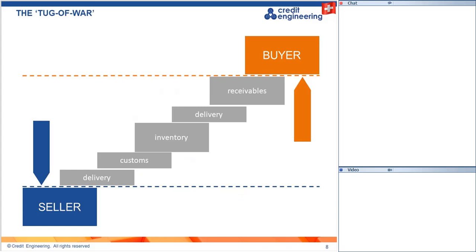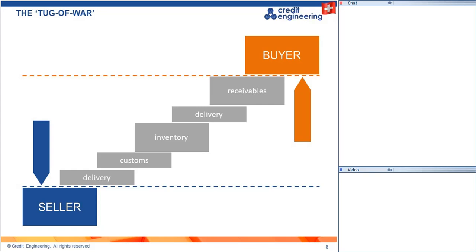In the center of the slide, you see the components of the cash cycle. There is a time between when the goods are shipped by the seller, so there would be some time for the delivery. Then there is some time, if it is an export transaction, taken by customs clearance. Then there is some time when the goods are lying in inventory in the buyer's warehouse until they are sold. Then the buyer delivers these goods to his own customers, and then there are some credit terms provided.